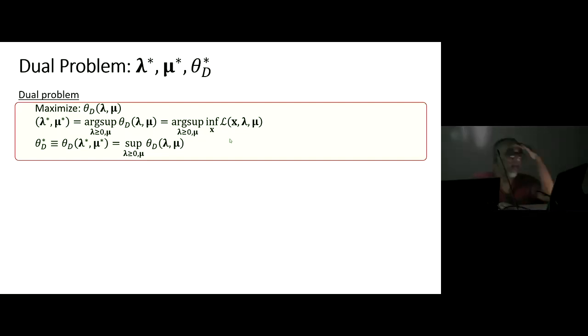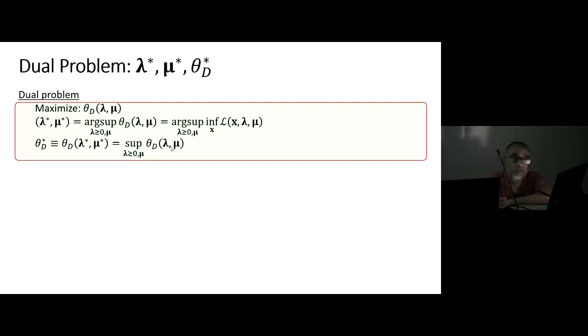So what are we doing here? In the primal problem, what did we do? We first maximized with respect to the duals, and then we minimized with respect to the primal. Here, we are doing the opposite. We are first minimizing with respect to the primal, and then we are maximizing with respect to the dual. You see, we are doing the maximization and the minimization in opposite sequences. That's another important observation.